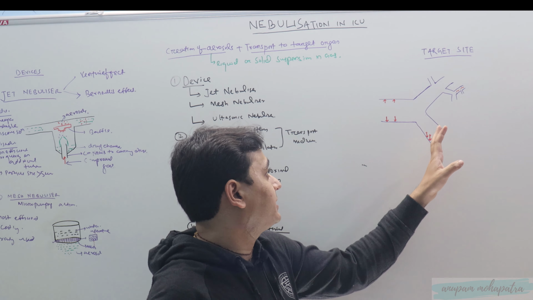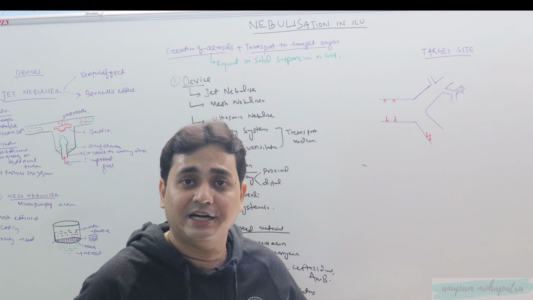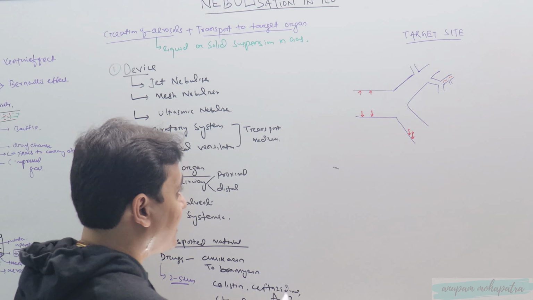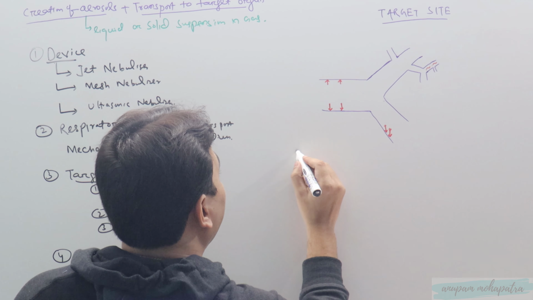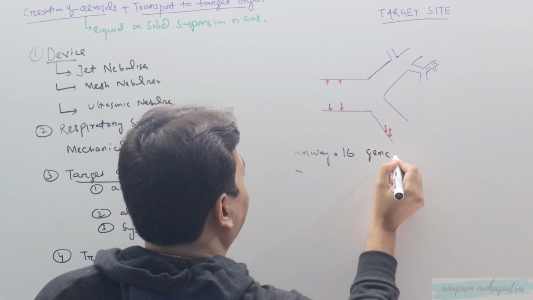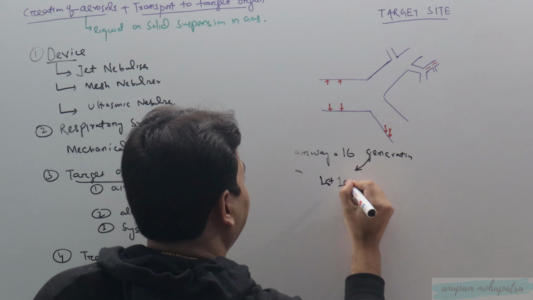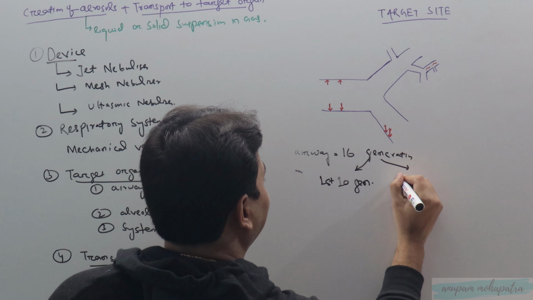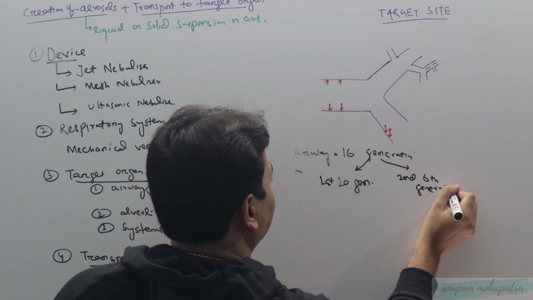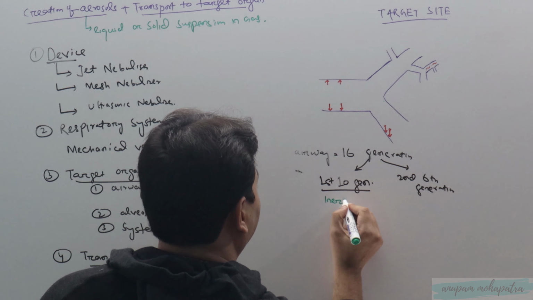Now we'll discuss the target site. Now once the aerosol is generated, it will use our respiratory system via a ventilator and it will be delivered to a target organ. So what are the target organs? If this is airway, if you divide the airway into 16 generation, the first 10 generation and the second 6 generation. So in the first 10 generation, the mode of delivery will be inertial impaction.